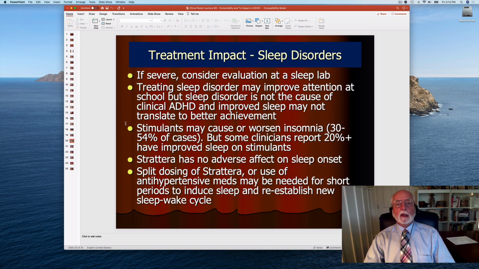As I've said, if there is evidence of sleep apnea, snoring, obstructed breathing, or very restless sleep, the child should be evaluated at a sleep lab and get the sleep disorder treated. Sometimes this may even include tonsillectomies or removal of the adenoids to clear the airway and allow the child to breathe normally during sleep. This can improve sleep and result in less tiredness the next day, and that leads to better attention span.